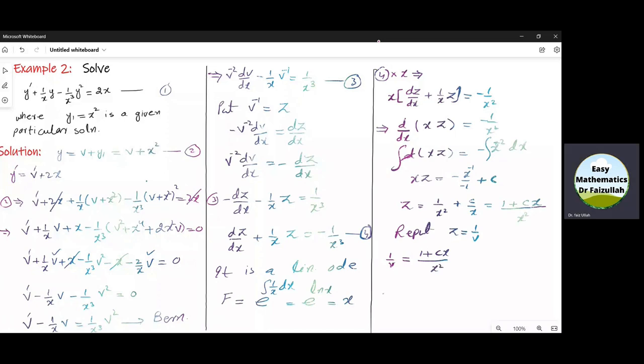And from this we can get the value of v, which is equal to x square divided by 1 plus cx. Let us put this value of v in equation number 2, which is the general solution. So we have y is equal to v. v is x square divided by 1 plus cx, and plus x square. And that is the required general solution of the given question. That's all.